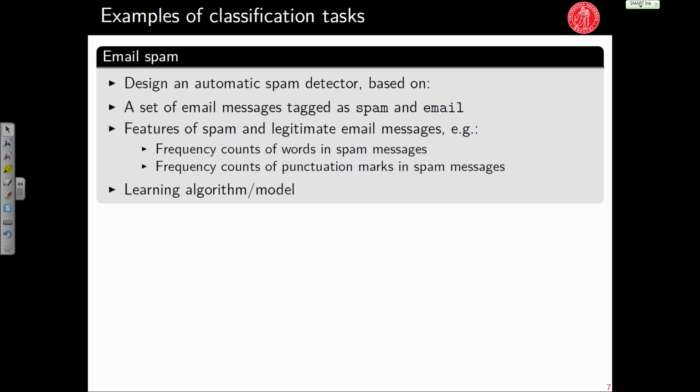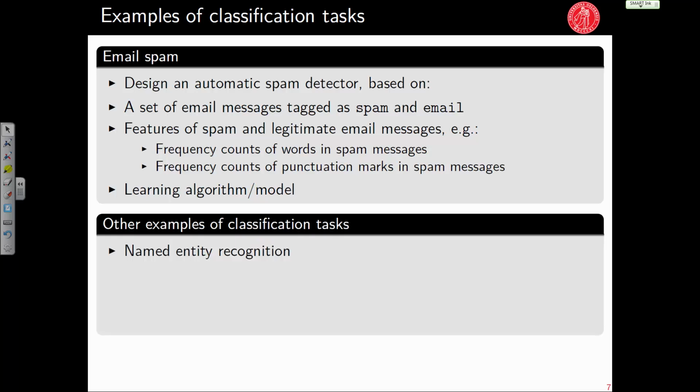And then, of course, you will need the learning algorithm or the model, so that you feed in the annotated training examples and the features, and when an incoming email arrives in your inbox, the model will be able to tell what's spam and what's not.